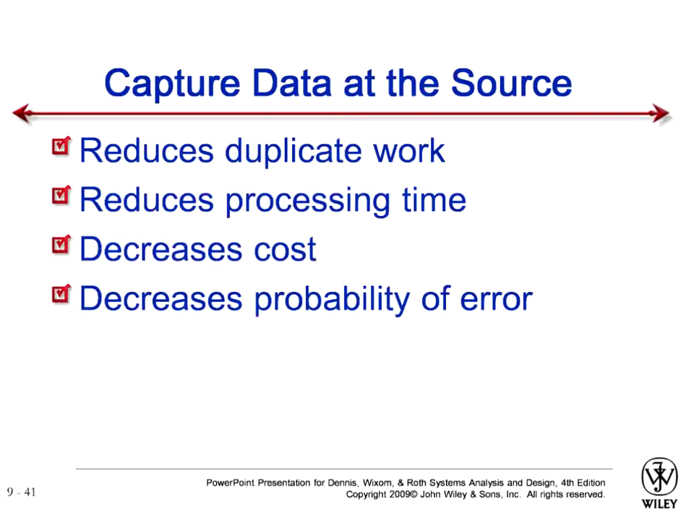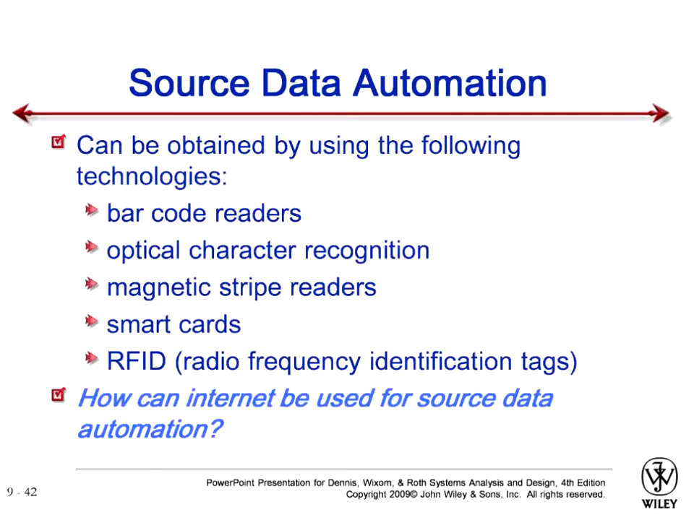If you are capturing data at the source, it reduces duplicate work, reduces processing time, decreases cost, and decreases the probability of error. Source data automation can be done using the following technologies. To collect data from users, to avoid errors and collect accurate information, you can use barcode readers, or you can use optical character recognition, magnetic strip readers, smart cards, or RFIDs. So these are some of the sources.